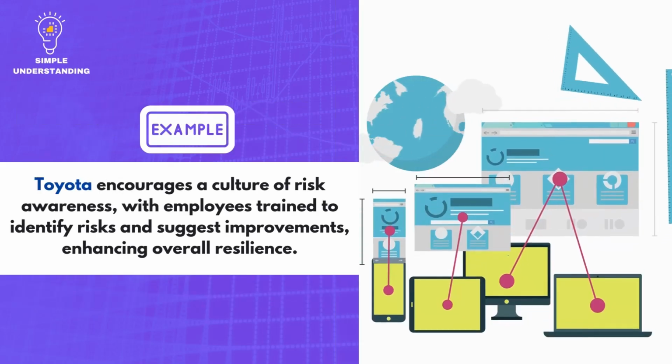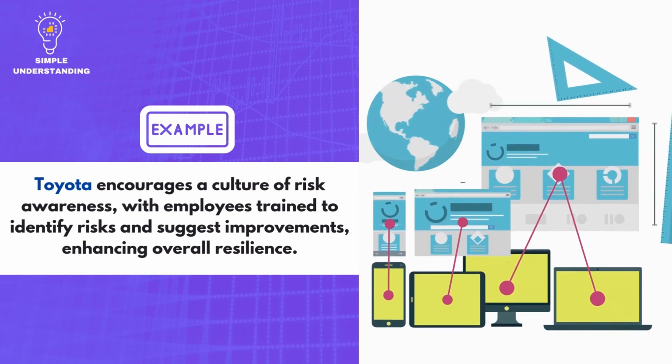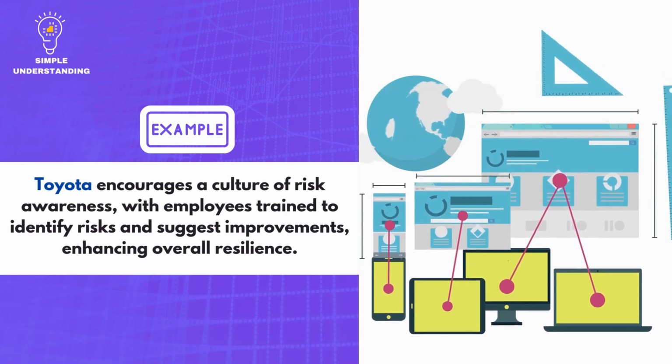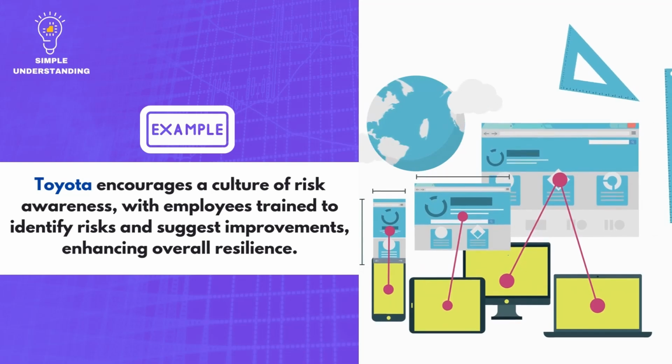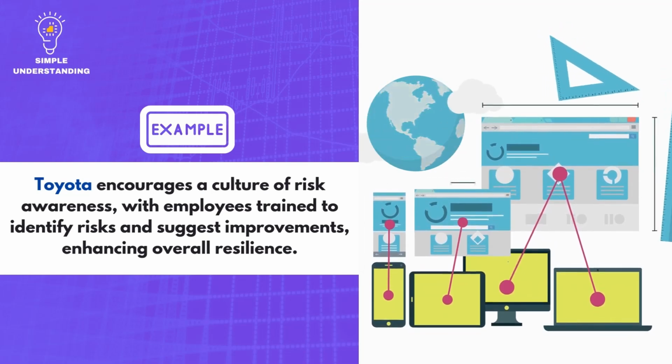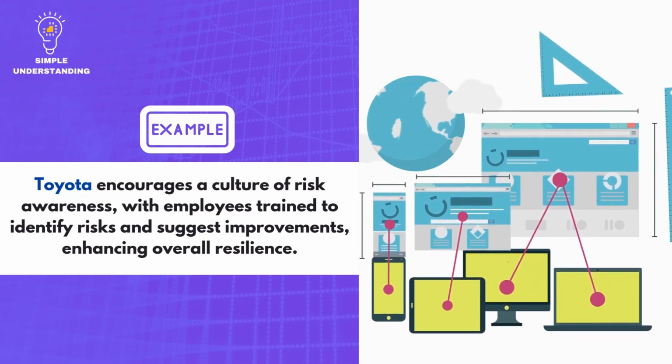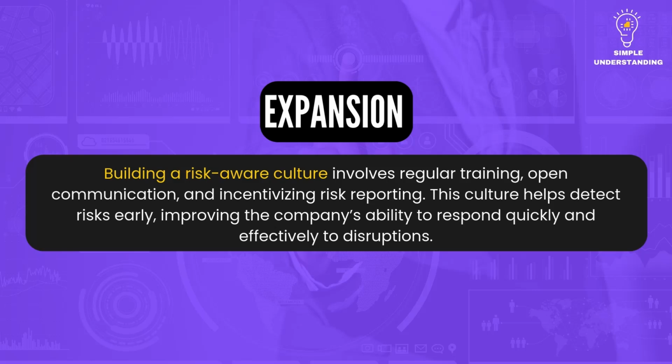Real company example. Toyota encourages a culture of risk awareness, with employees trained to identify risks and suggest improvements, enhancing overall resilience. Expansion. Building a risk-aware culture involves regular training, open communication, and incentivizing risk reporting. This culture helps detect risks early, improving the company's ability to respond quickly and effectively to disruptions.